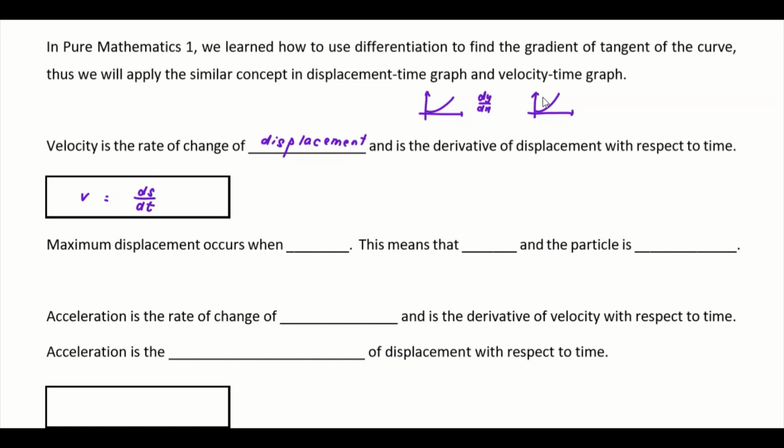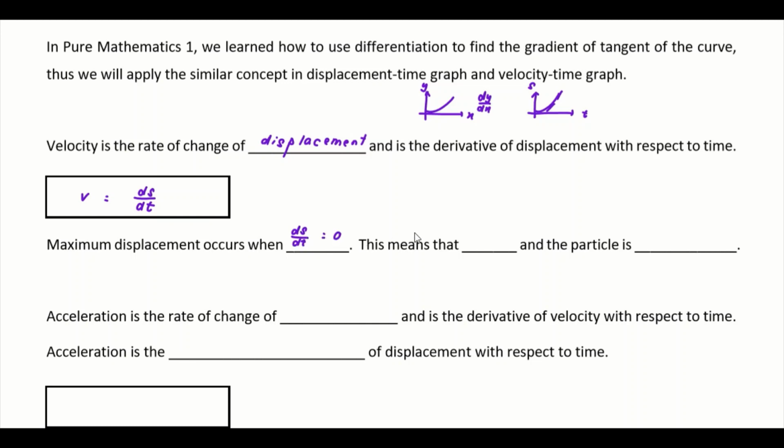Okay, so it's the same thing because here I'm going to have my time and s, right? So that's why the tangent that I find here is going to be ds dt, because this is like y and x here. So it's going to be the same thing for the velocity-time graph later. Okay, so when we have this, the maximum displacement occurs when ds dt is equal to 0.